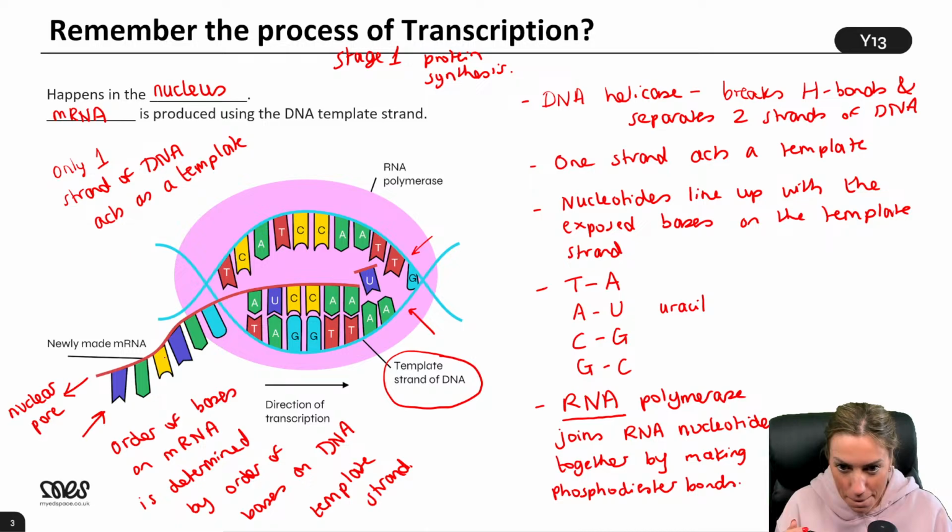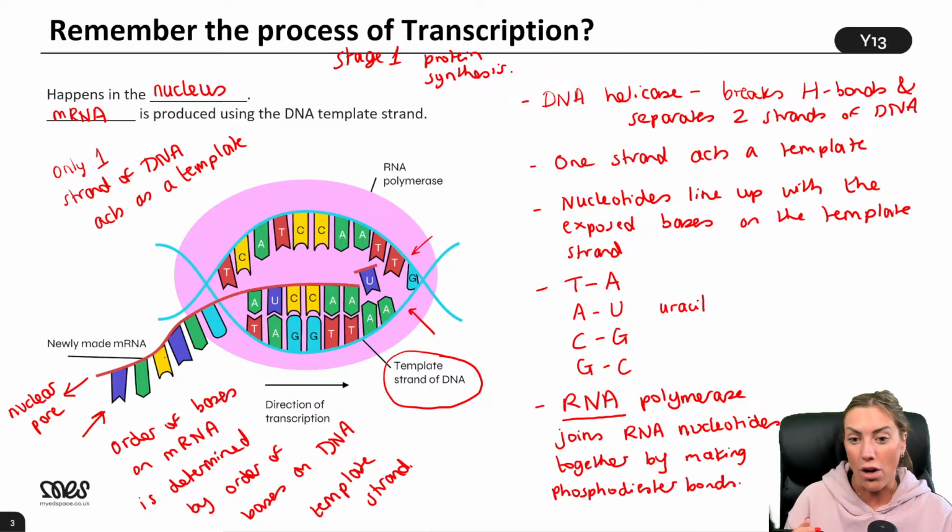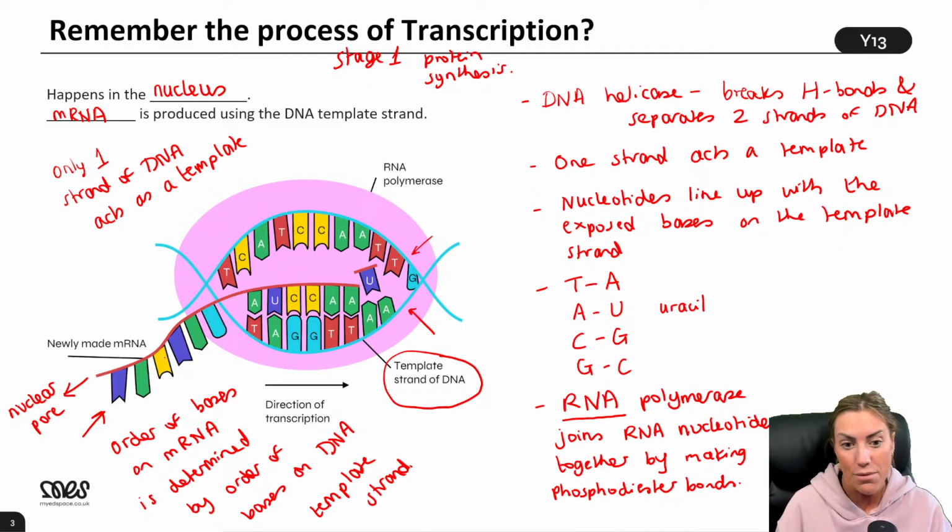Okay. Yeah, Jasmine, you're not wrong. Quite often you don't mention DNA helicase in transcription. You can do, but the enzyme that they are going to give you marks for in transcription is RNA polymerase. That's the one they want you to know, okay? The job of RNA polymerase and what that does.